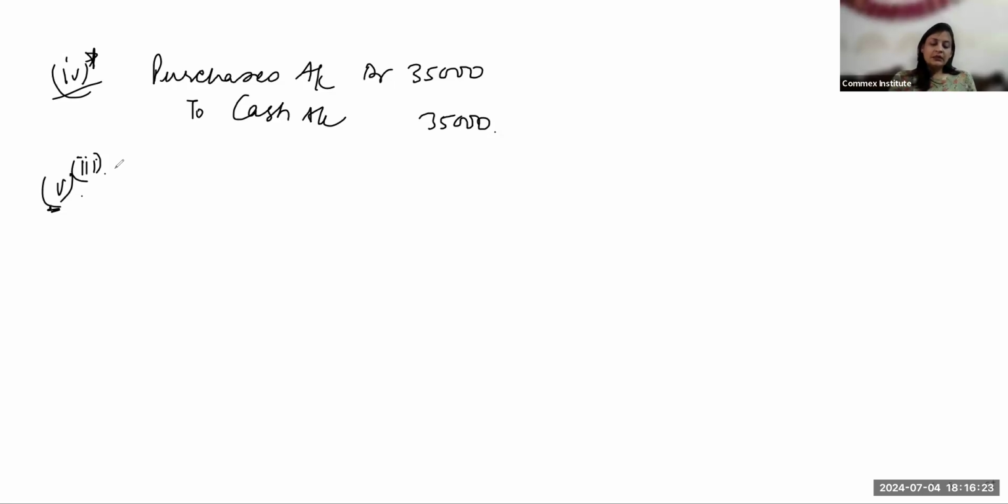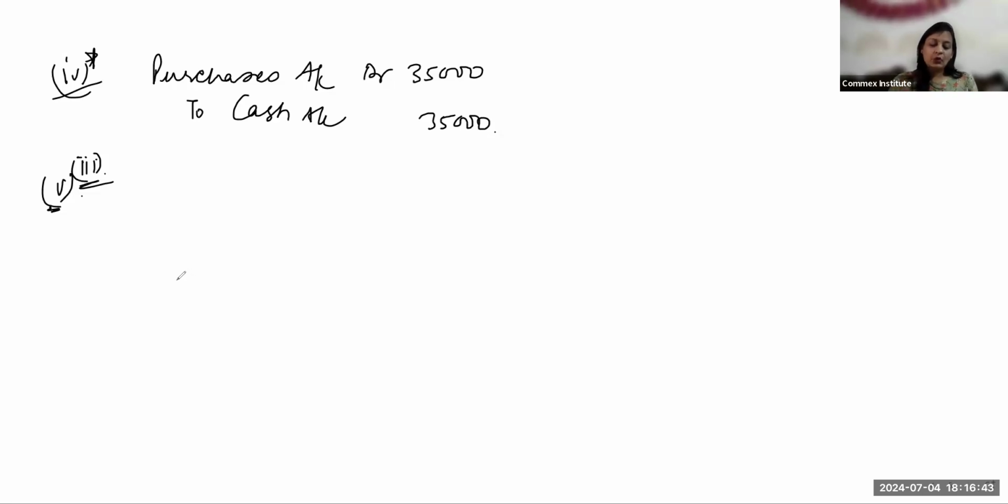So in the Amrit transaction, go back to transaction number 3. How much was the discount? 20% was the trade discount. So the return will also happen at 20% discount. So this transaction would be at 20% discount.